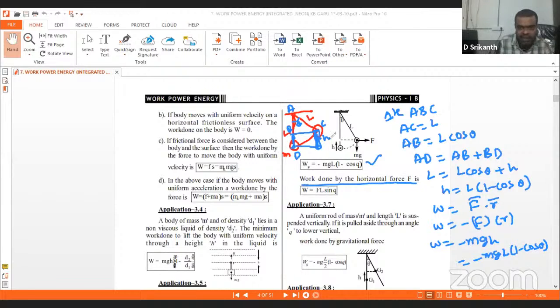By applying the horizontal force here, the bob is moved. Apply force.